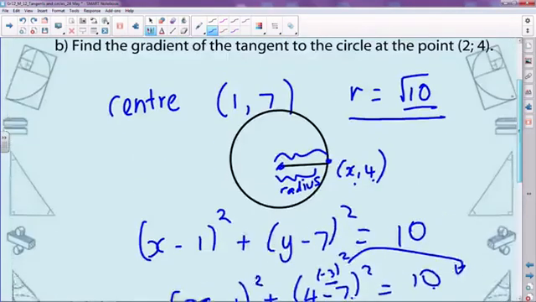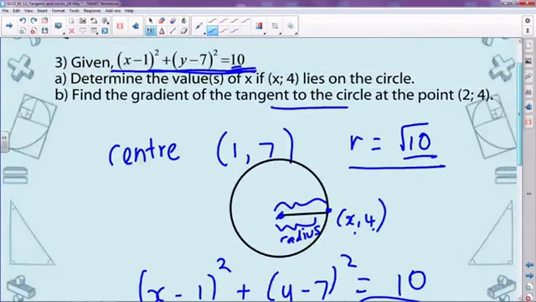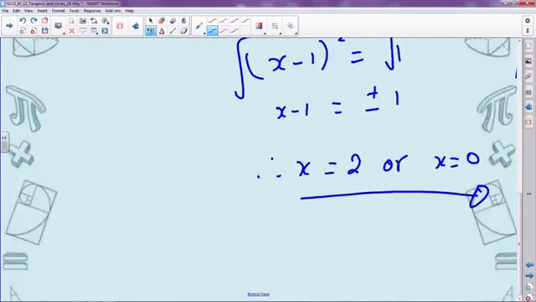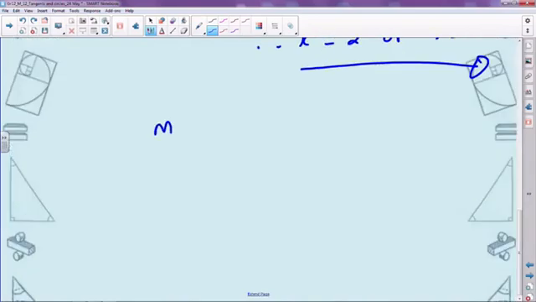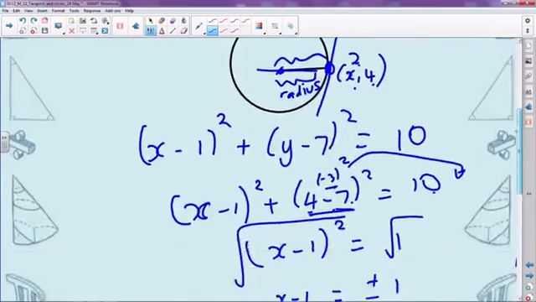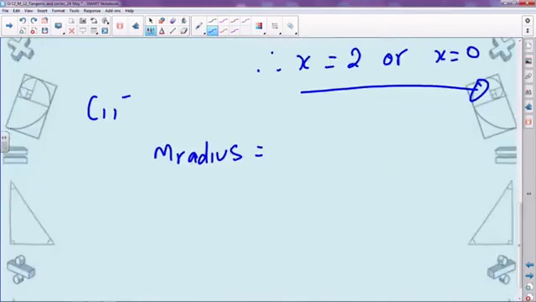All right. Now they tell you to find the gradient of the tangent to the circle at the point (2, 4). Okay, so they tell you that x actually has the value of 2. So if I want the gradient of the tangent, so if I were to draw a line there, I need to find the gradient of the radius and then find the negative inverse, which will give me the gradient of the tangent. So first we work out the gradient of the radius, using the coordinates (1, 7) and (2, 4). So (1, 7) is the center, (2, 4) is a point on the circle.